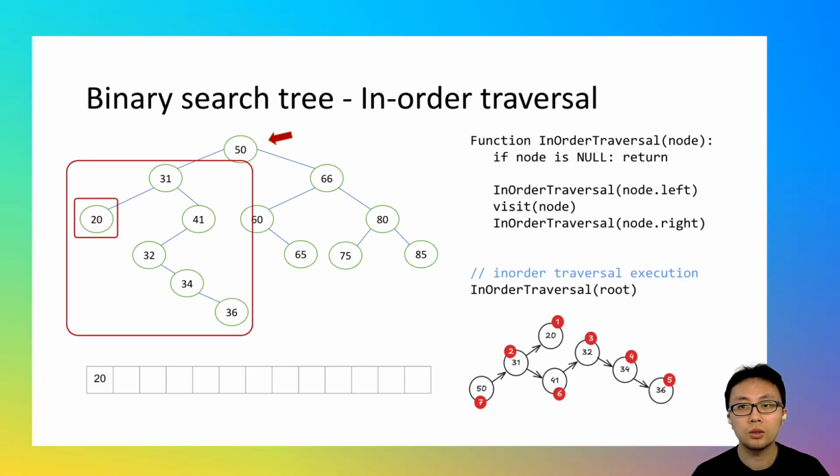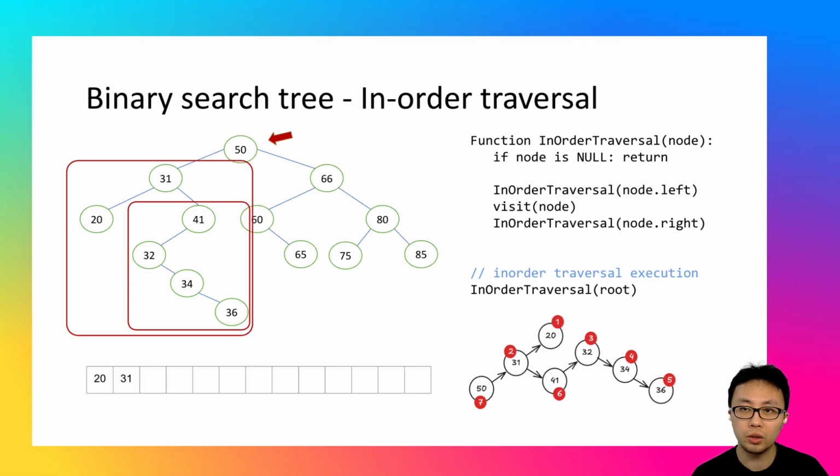After that, the whole left subtree of node 31 will be visited. So you will move to process the node of 31 by copying its value into the array, like this. After that, you will visit the right subtree of node 31. You may think that it's the turn of node 41 now, but you need to wait because node 41 has a left subtree. So you have to visit all the nodes in its left subtree before you ever start processing the node of 41.